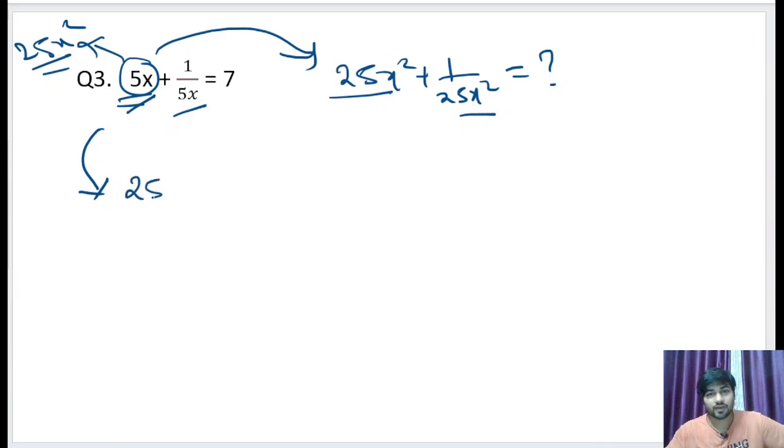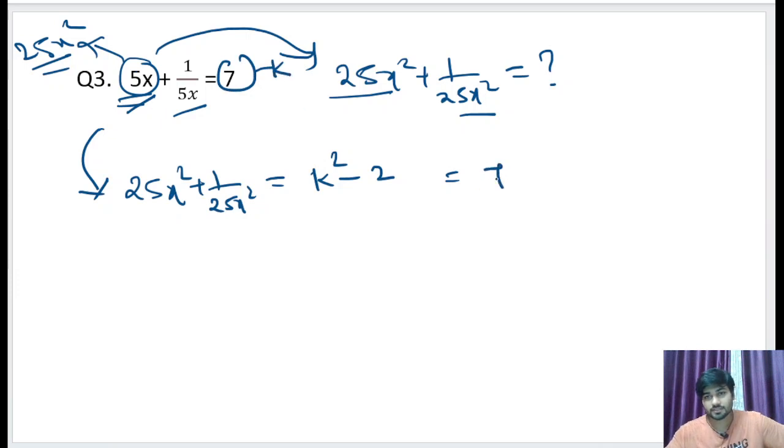So to find 25x square plus 1 upon 25x square, I can directly apply the formula, that is k square minus 2, which I explained yesterday. Here the value of k is 7. So it is 7 square minus 2, which is 49 minus 2, that is 47, your answer.